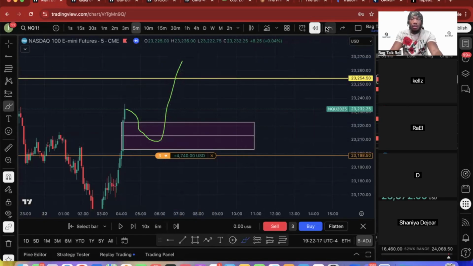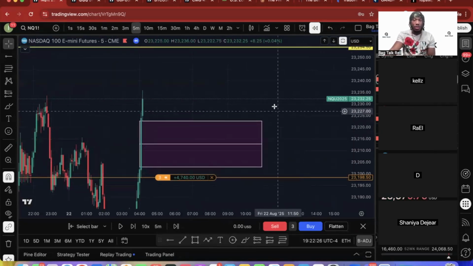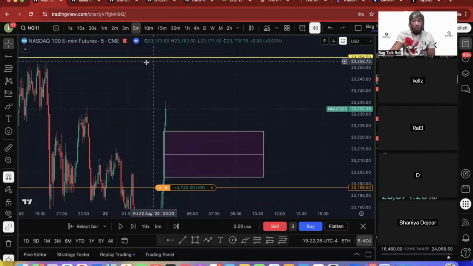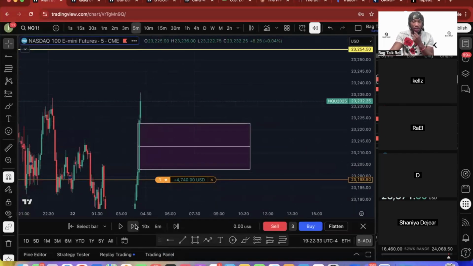So notice I'm getting direction first, I'm getting targets first, and then I'm getting my respectable area second, my PD array second, in other words. But I get my targets first, so I know where we want to go. And now I'm trailing my stop based on, okay, we need to respect this area to see that. You know what I mean? So here we are, we getting closer.